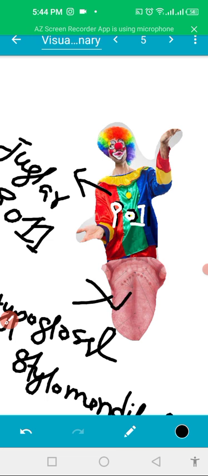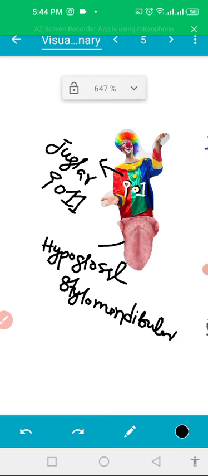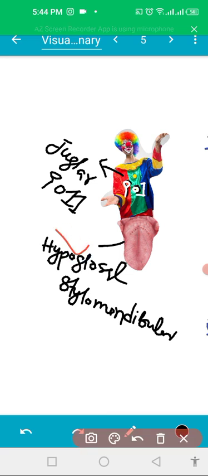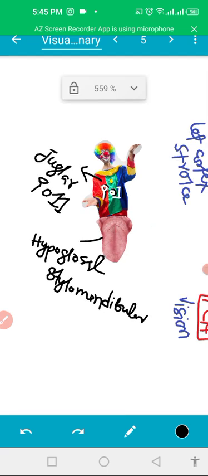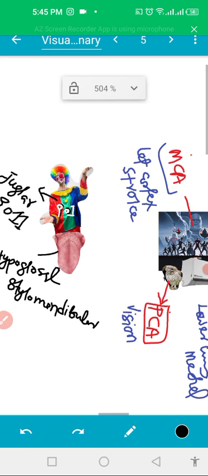Another one is the hypoglossal canal. The hypoglossal canal has the exit of the hypoglossal nerve. So we have linked it with the tongue, because the hypoglossal nerve supplies the tongue innervation. In this way we can link different points of difficult terminology, and those points which are difficult to memorize, we can link them to memorize them in a better way.